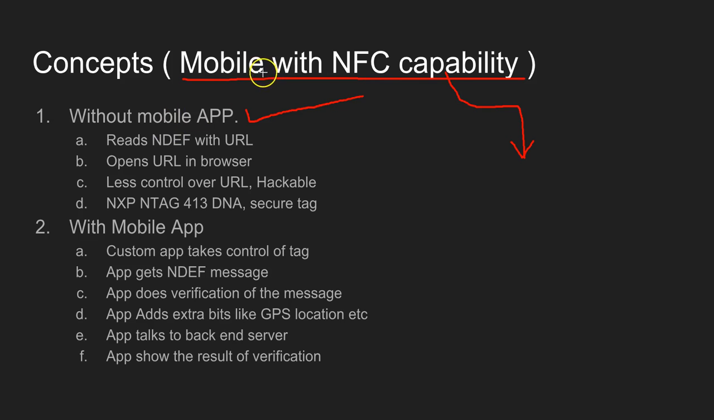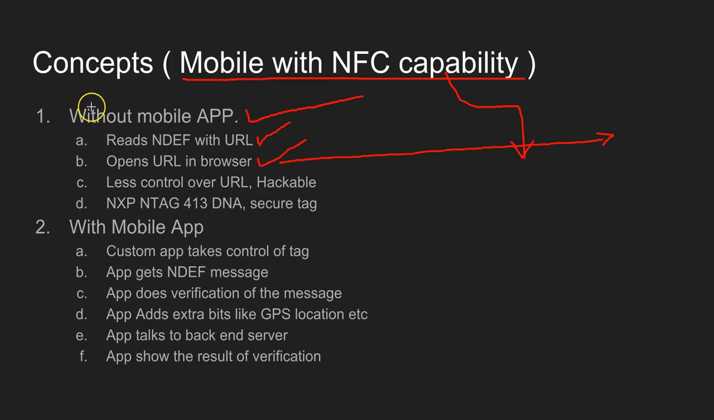So the way the mobile works is, when you tap your mobile onto an NFC tag, the mobile phone reads the NDEF message that has a URL. It opens up the URL in the browser, and in fact the URL is sent to the backend server. Now the browser will show you the result of this URL. Basically the URL will carry information like a UID or other things.